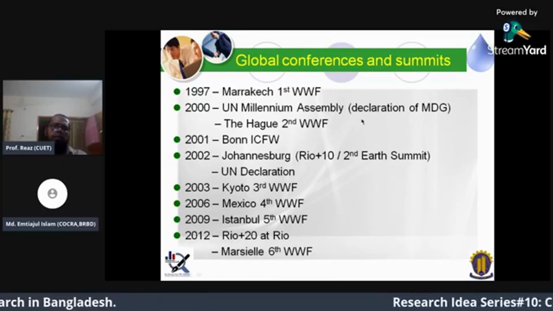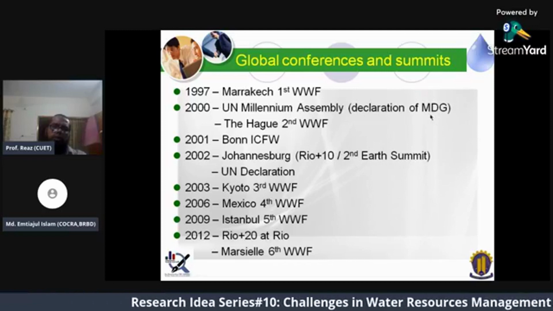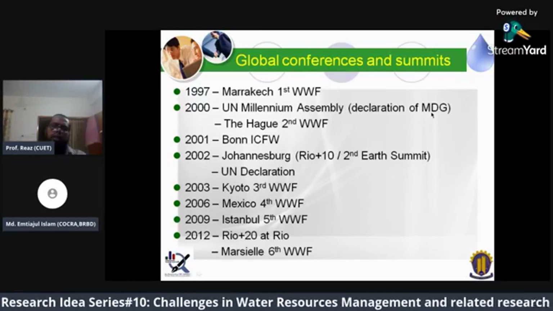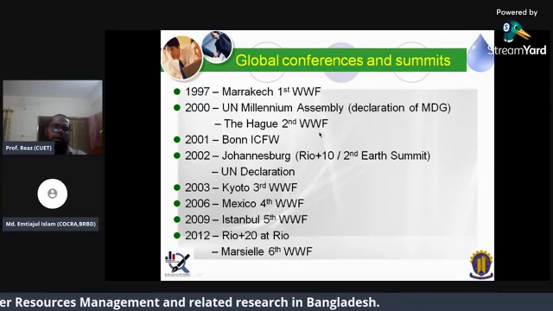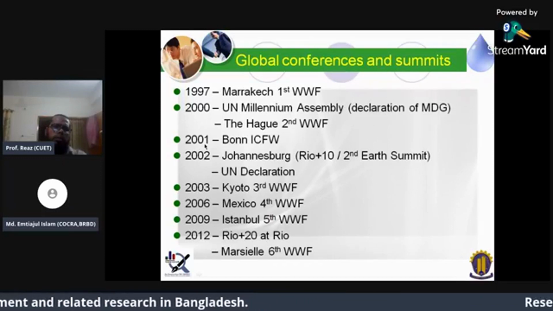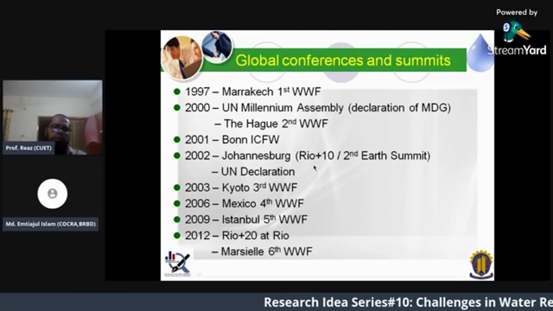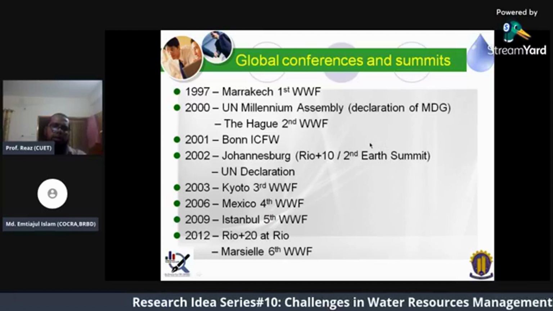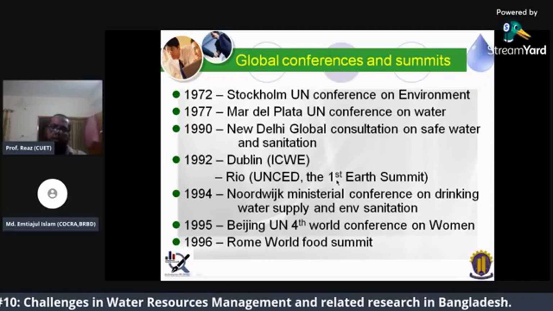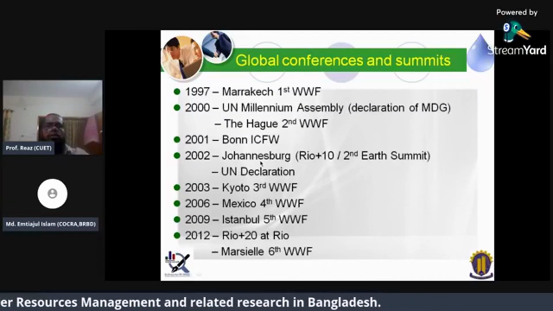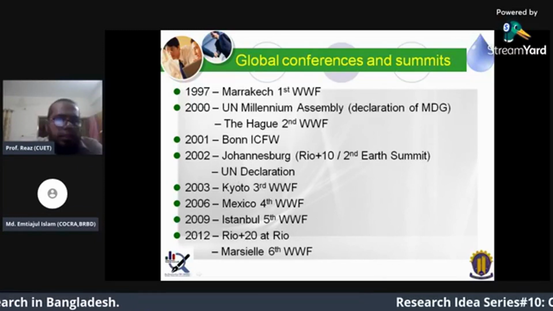2000, the UN Millennium Summit, Assembly and Declaration of the MDGs. This is another big summit, and the global leaders agreed upon the Millennium Development Goals. Also in 2000, The Hague, the Second World Water Forum in the Netherlands. In 2001, the Bonn Conference in Germany. 2002 is another breakthrough, the second Earth Summit after 10 years, in fact. In 1992 we discussed the first Earth Summit, and after 10 years in Johannesburg, in South Africa, the second Earth Summit.